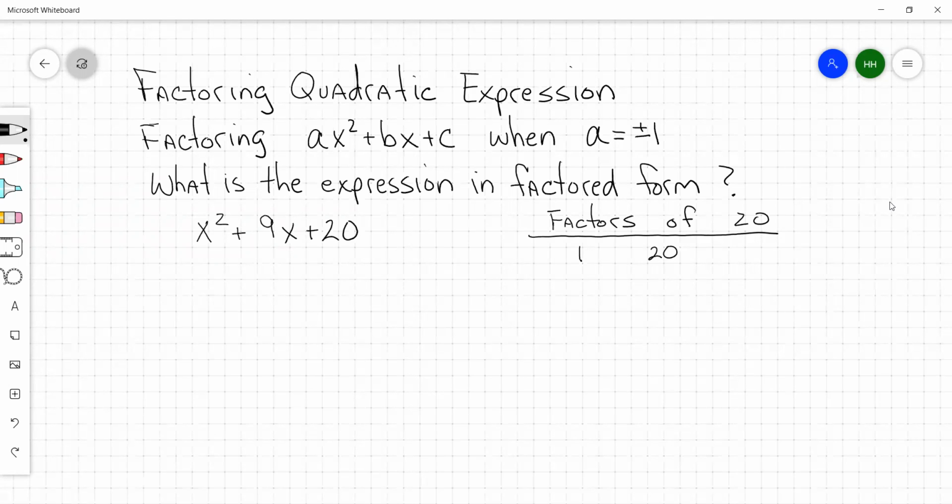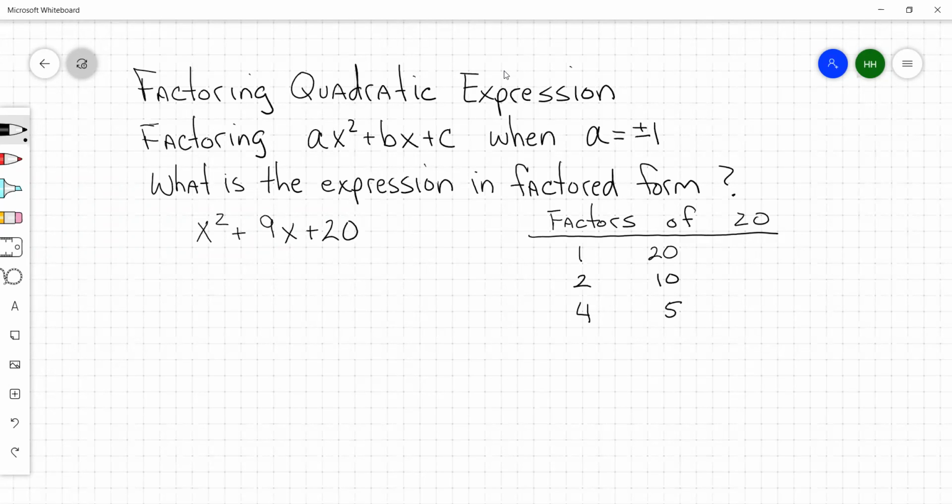Second set of factors for 20 are 2 and 10. And then 3 doesn't go, and 4 goes 5 times. And you're done. Agreed? Because 5 goes, but it goes 4 times, and 10 goes twice, and 20 goes once. So those are all your factors of 20.